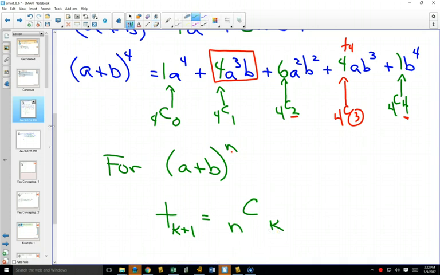Now, how many a's are there? When it was 4 choose 0, there were 4 of them. When it was 4 choose 1, there were 3 of them. Then 2, then 1, then 0. How do we use the position and the exponent to tell how many a's there're going to be?